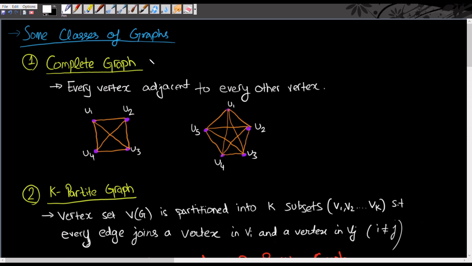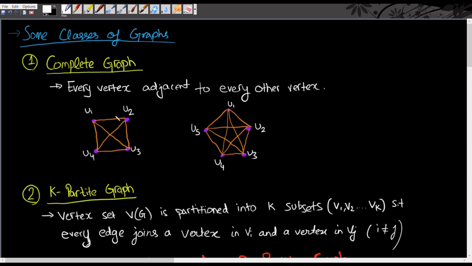In this episode, we'll be looking at some classes of graphs. So this is going to be a purely theoretical lecture. There won't be any questions. The main objective is just to get familiar with the types of graphs that will be encountered when we solve questions. All right. So the first class of graph is known as a complete graph.